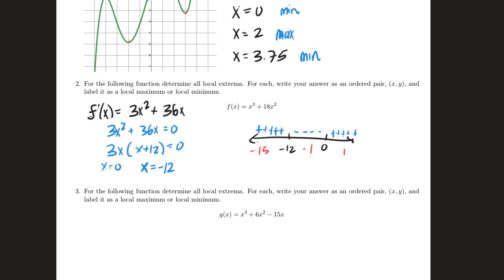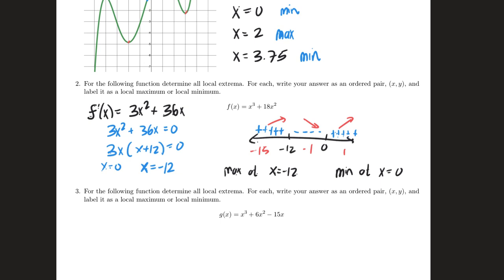So now I have information about my derivative. My original graph is going from increasing to decreasing to increasing, which means at negative 12, I'm going to get a max. So max at x equals negative 12 and a min at x equals 0, because of that increasing to decreasing switch and that decreasing to increasing switch.